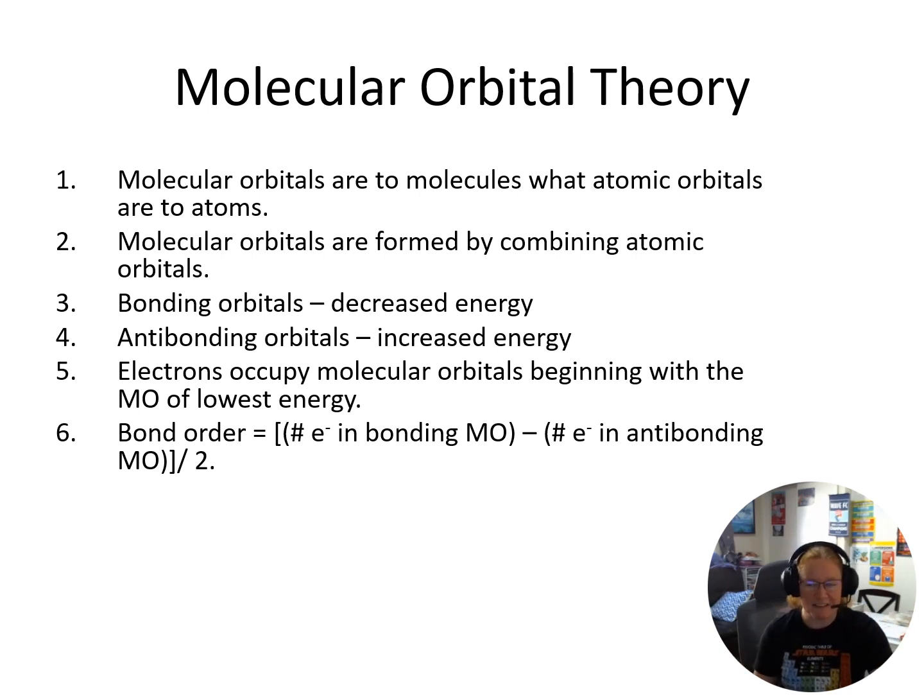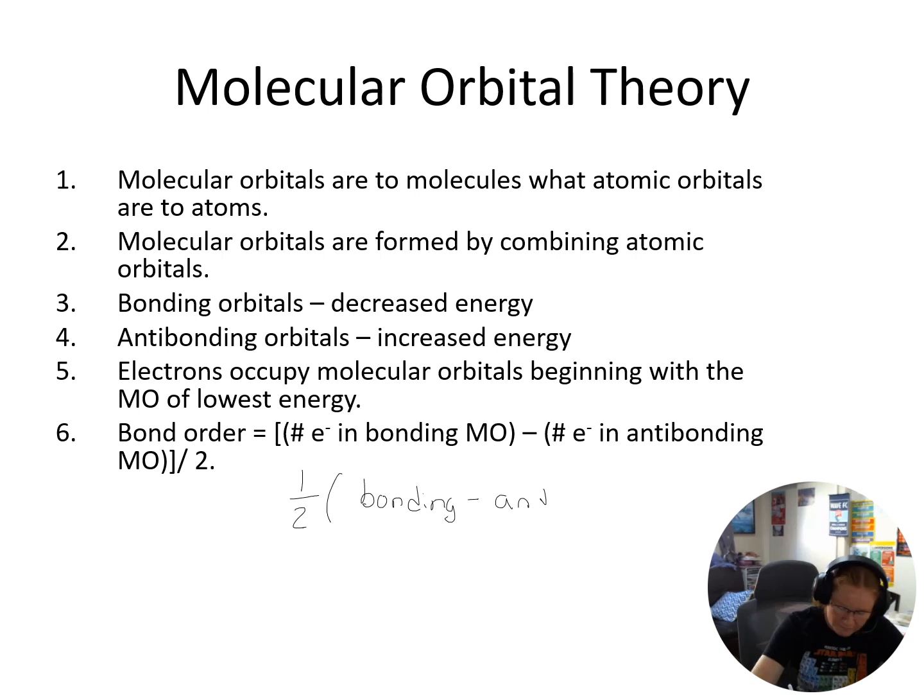We fill the same way we fill everything else. We start at the bottom. We put our electron in, we go back in, spin pair, put our electron in, spin pair when necessary, moving up as we go. We get something called bond order. So that's going to look at the number of electrons in bonding molecular orbitals minus the electrons in antibonding, divided by 2. The way I like to do this is I'll just multiply the whole thing by 1/2. So 1/2 bonding minus antibonding, and that gives us our bond order.